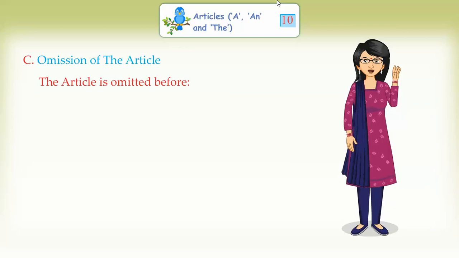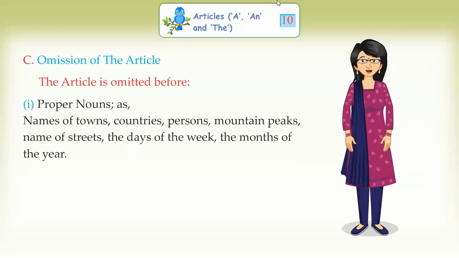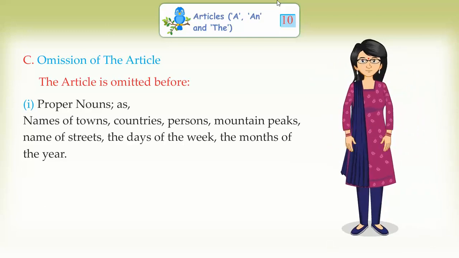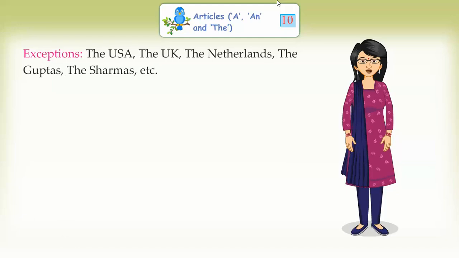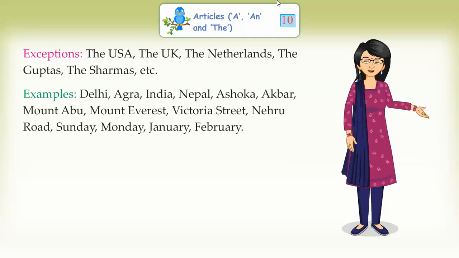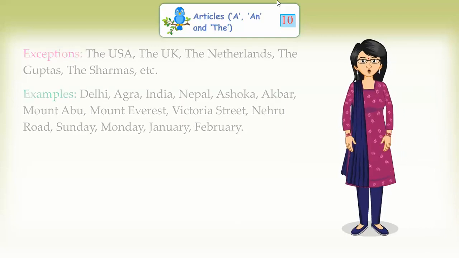Omission of the article. The article is omitted before proper nouns, as names of towns, countries, persons, mountain peaks, names of streets, the days of the week, the months of the year. Exceptions: the USA, the UK, the Netherlands, the Guptas, the Sharmas, etc. Examples: Delhi, Agra, India, Nepal, Ashoka, Akbar, Mount Abu, Mount Everest, Victoria Street, Nehru Road, Sunday, Monday, January, February.